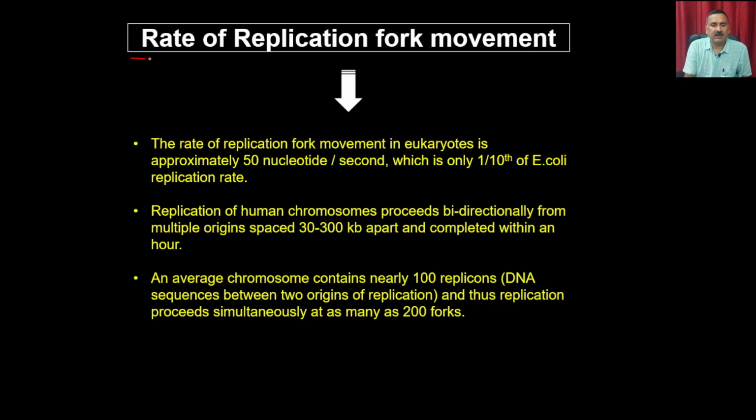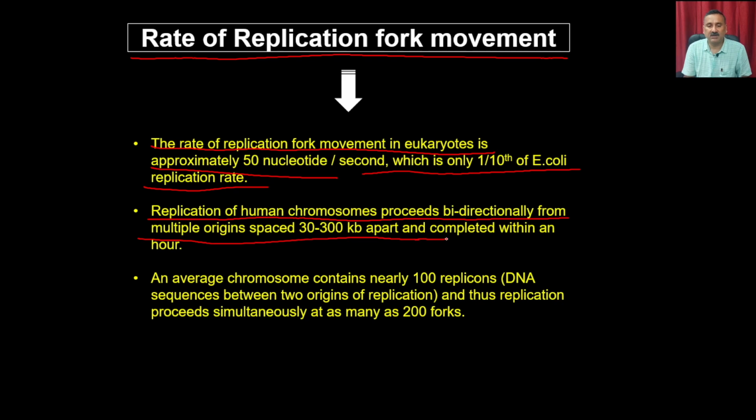Rate of the replication fork movement. The rate of the replication fork movement in eukaryotes is approximately 50 nucleotides per second, which is only 1/10 of the E. coli replication rate. Replication of a human chromosome proceeds bidirectionally from multiple origins spaced 30 to 300 kb apart and is completed within an hour. An average chromosome contains nearly 100 replicons, and thus the replication proceeds simultaneously at as many as 200 replicons. So, this is all about the pre-initiation complex and the initiation.